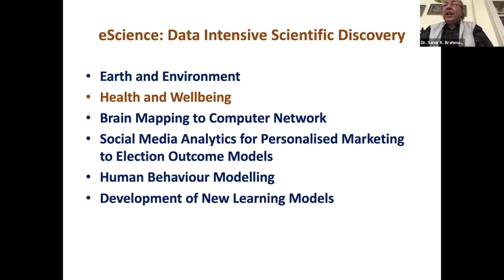Human behavior modeling, you know, today we are influenced by social media. We are influenced by the big data analytics of Google and then influencing us. Development of new learning models. You know, who should learn what? Can we come up with data analytics?